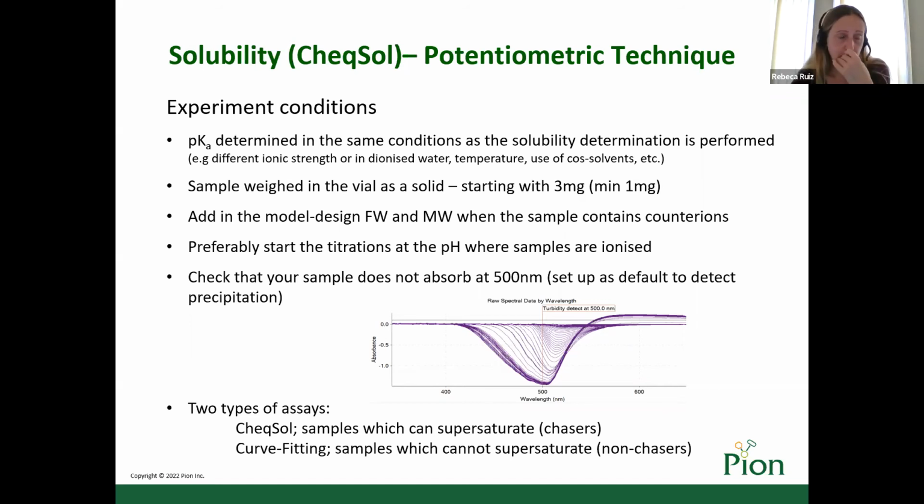Additionally, check that your sample does not absorb around 500 nanometers, which is the wavelength set up as default to detect precipitation. In the graph shown in this slide, you can see that they have a strong absorption around 500. When we were running this assay, precipitation happened during the analysis, yes, however, it wasn't detected. But if, for example, the wavelength had been set up at 600 nanometers instead of 500, the precipitation would be detected.